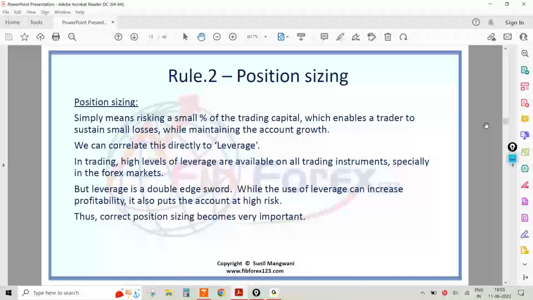Now, leverage is a double-edged sword, as they say. The use of proper leverage can increase profitability. It also puts your account at risk. So correct position sizing becomes very important. Like I said, we'll go over this some other time.